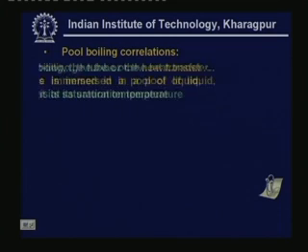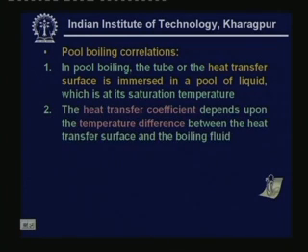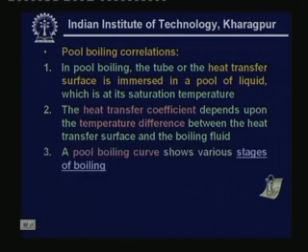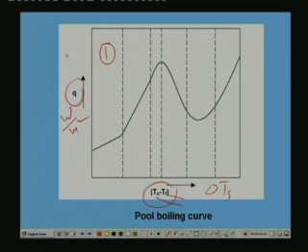Let us look at some of the pool boiling correlations. In pool boiling, the tube or the heat transfer surface is immersed in a pool of liquid which is at its saturation temperature. This is what is known as saturated pool boiling. The heat transfer coefficient depends upon the temperature difference between the heat transfer surface and the boiling fluid. A pool boiling curve shows various stages of boiling. I am sure that you must have studied this in your basic heat transfer course. If you plot the pool boiling curve, that means the heat flux in watt per meter square versus the superheat, that means the temperature difference between the surface, Ts, and the fluid, Tf, and if you gradually increase the degree of superheat, you get this kind of a curve, right? And you have different regions here. For example, this region 1 is known as natural convection region, this region is what is known as nucleate pool boiling region, and this is your transient boiling region.